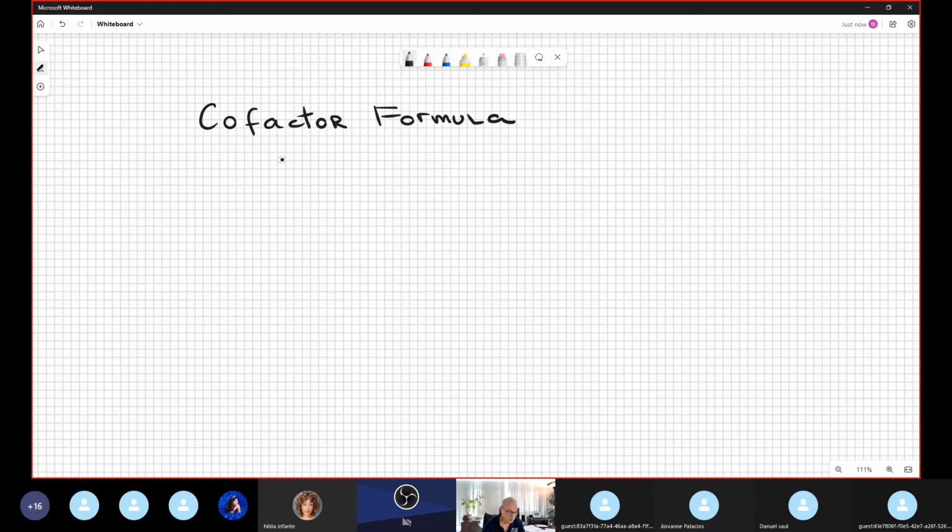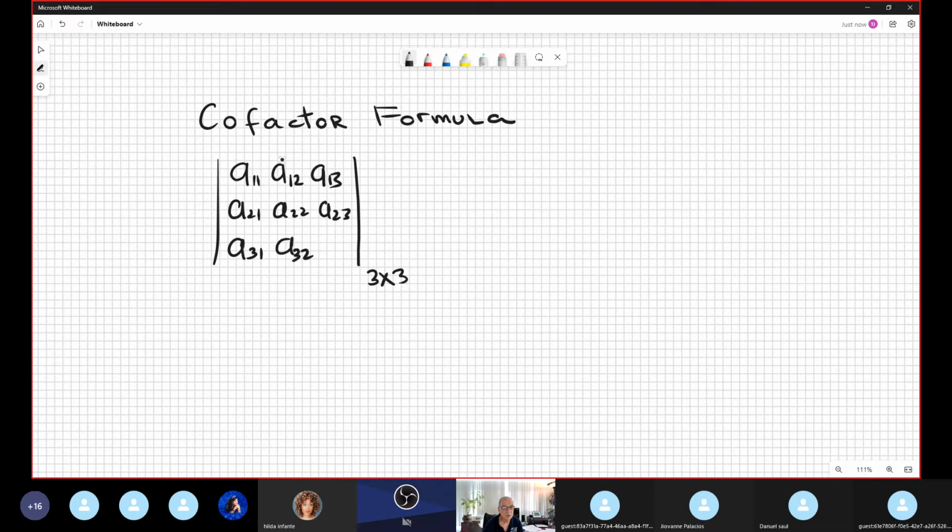Okay, I try to explain, but it's much better seeing the example, no? But let me try. Suppose it's 3 by 3. Of course, we have 9 elements, no? A11, A12, A13, A21, A22, A23, A31, A32, A33.